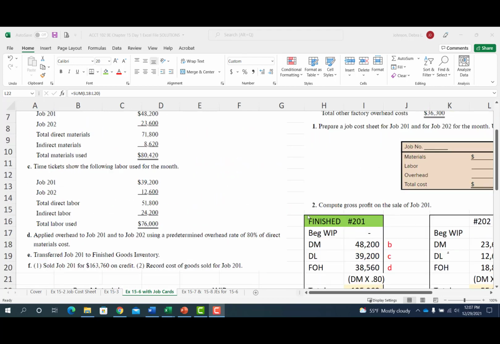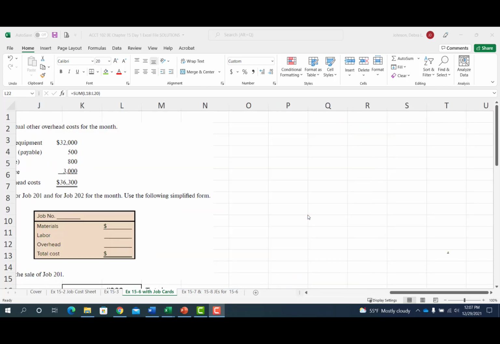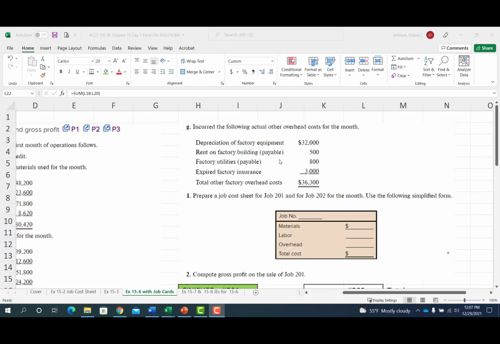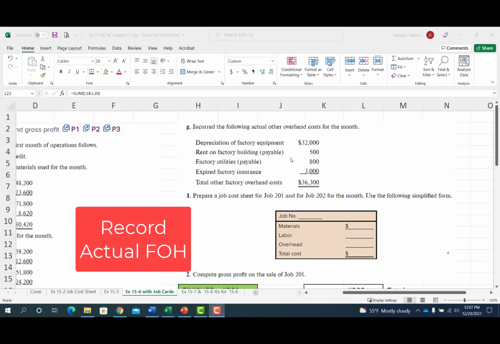For the last part of this exercise, go ahead and try to record the actual overhead costs for the month. They give you 5 line items here, 4 specific charges and a total. See if you can correctly record the actual overhead so we can wrap this problem up.